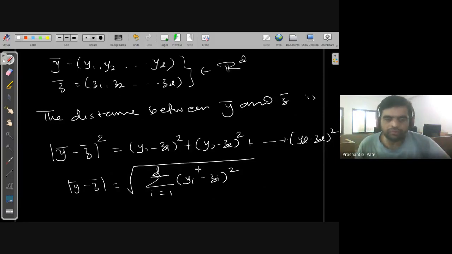So this is the sum of d independent random variables. This (yi minus zi) squared is a random variable. So the distance between y bar and z bar is the sum of d independent variables, and the distance between a pair of points is essentially the same in high dimension, when d is large, which is what we are trying to see.